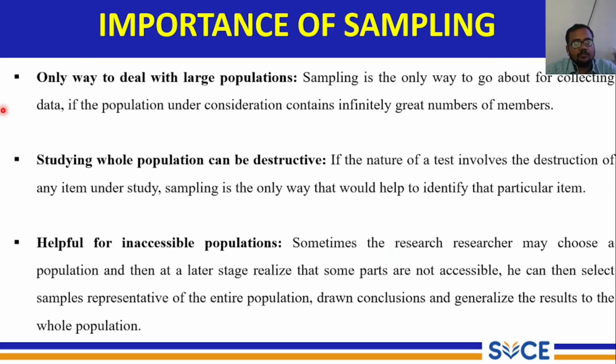Again, a few more points on the importance of sampling. It is the ideal way of dealing with a large population, when the population is very huge. You cannot bring every element into the inspection, so it is the only way to deal with large populations. Of course, studying the whole population can be destructive. For example, if you want to test the safety of cars, you have to undergo a crash test. So when testing the entire population would be destructive, you have to choose sampling, which is a representative of the entire population.